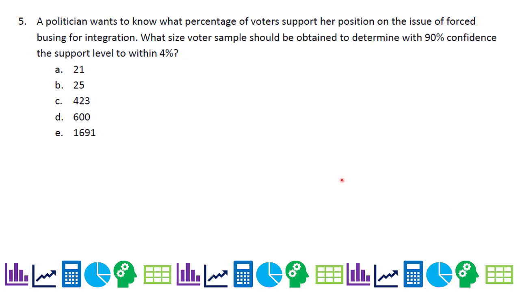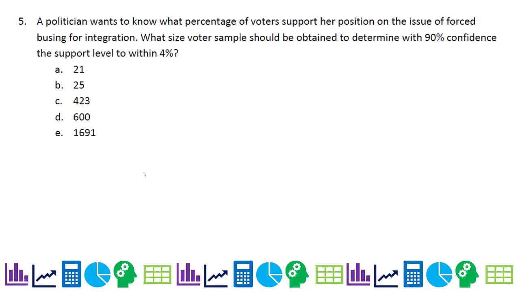Number 5. A politician wants to know what percentage of voters support her position on the issue of forced busing for integration. What size voter sample should be obtained to determine with 90% confidence the support level to within 4%?